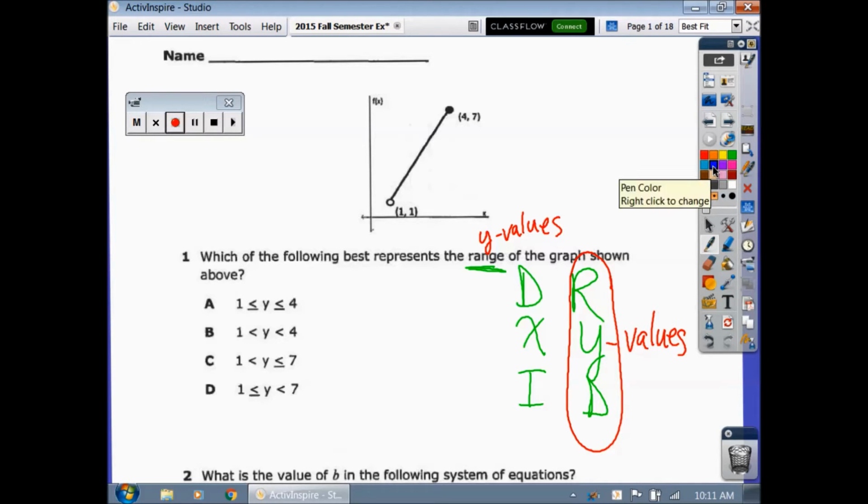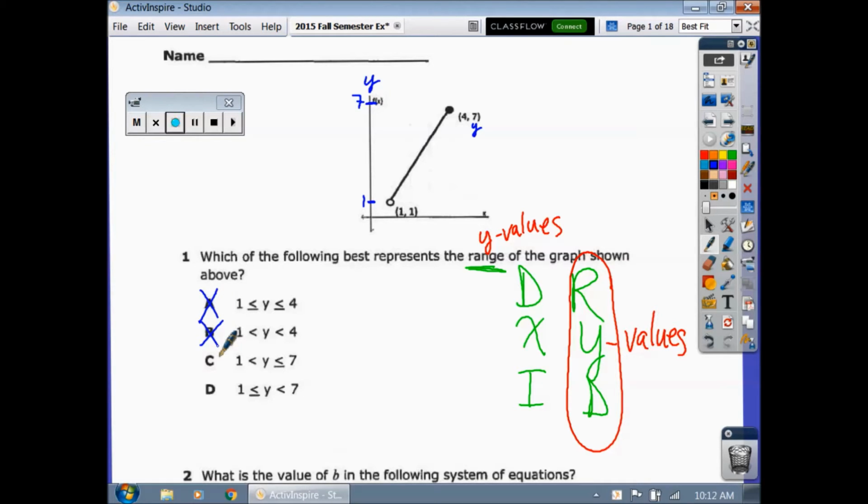So if you look here, it looks like we could say it starts down here and it goes all the way up to here in the Y. Well, this is 1, and if you look right here, this is the Y part of the point, and that goes up to 7. So it goes from 1 to 7. So we're going to cross out anything that is not from 1 to 7. A is not 1 to 7. B is not 1 to 7.